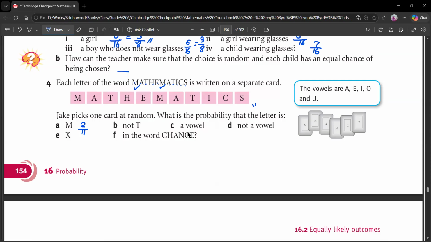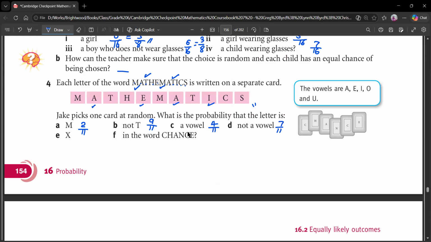Not T. How many T's are there? There are 2 T's. So not T means the other 9 letters are not T. T has 2, so the others are not T. A vowel. How many vowels? 1, 2, 3, 4. There are 4 vowels, so it's 4 out of 11. Four of them are vowels, and the other 7 are not vowels.